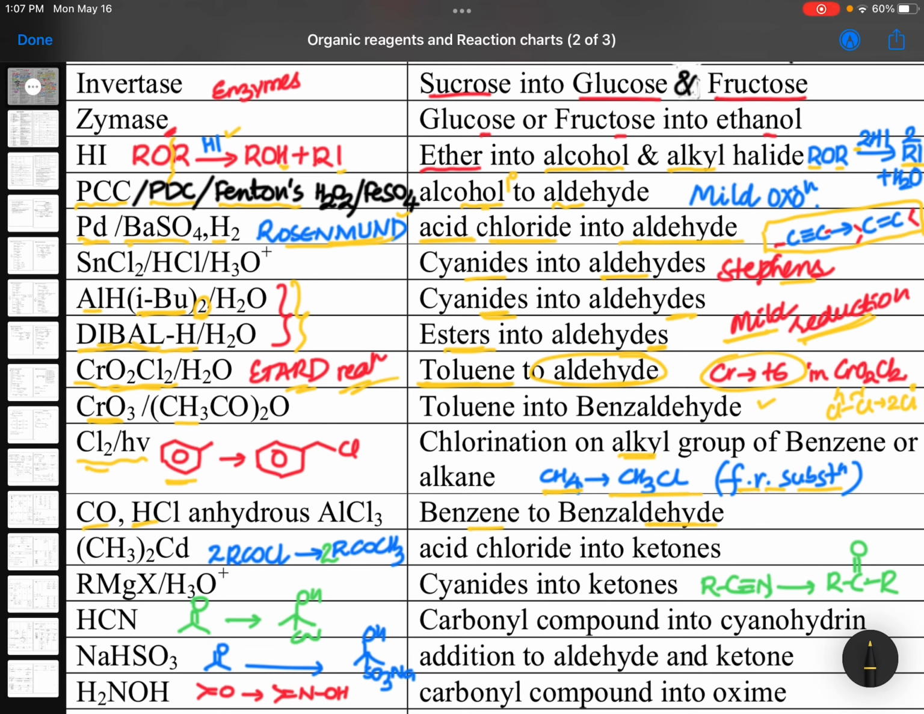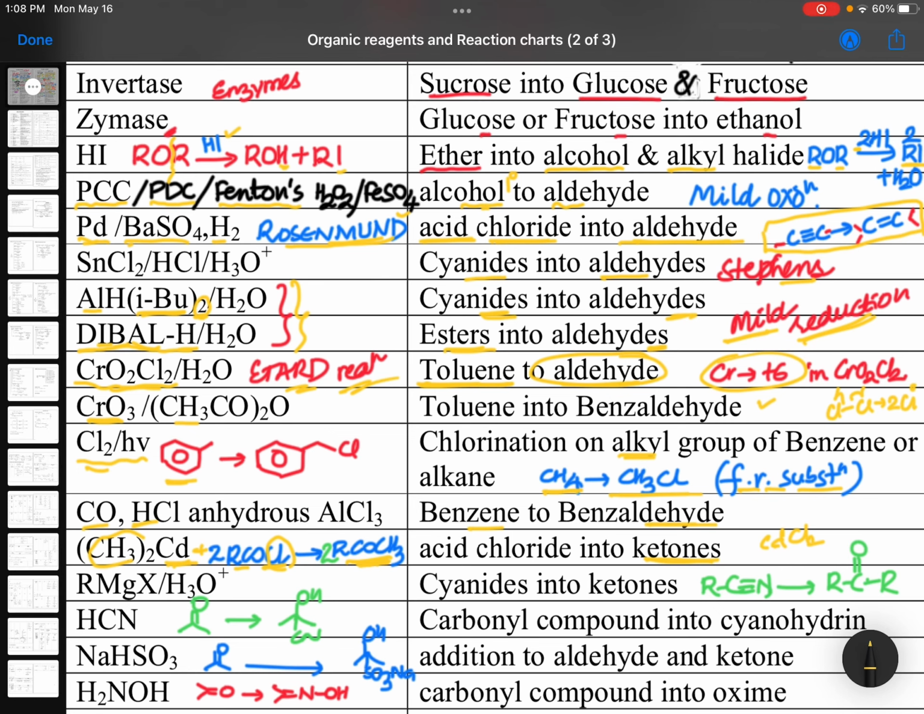Acid chlorides can be converted to esters, sorry, ketones, sorry. Acid chlorides can be converted to ketones by using (CH3)2Cd. For balancing purposes, I mentioned here 2 RCOCl. The methyl group comes in the place of chlorine, giving RCOCH3, and the chlorine and Cd form CdCl2. That is ketone, not ester, sorry.